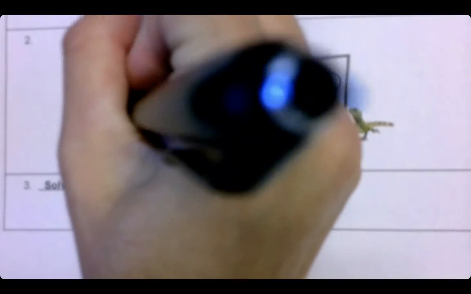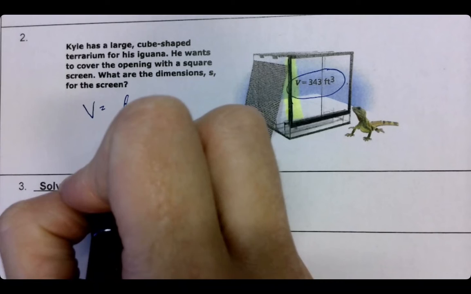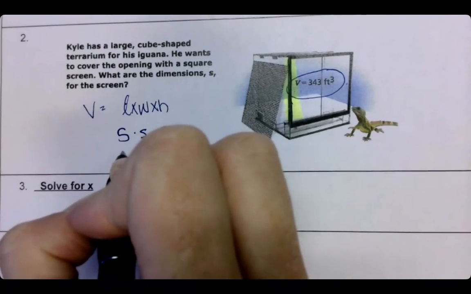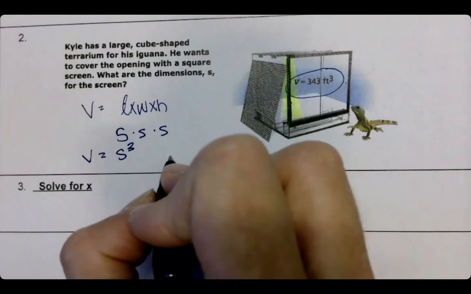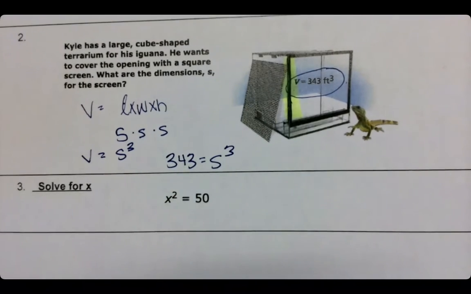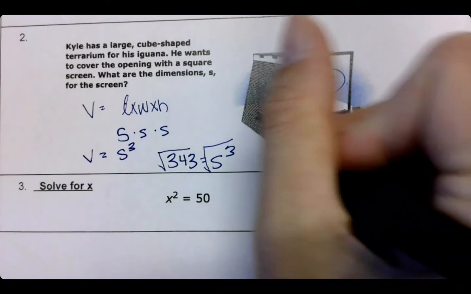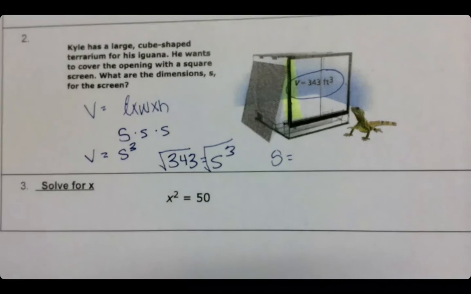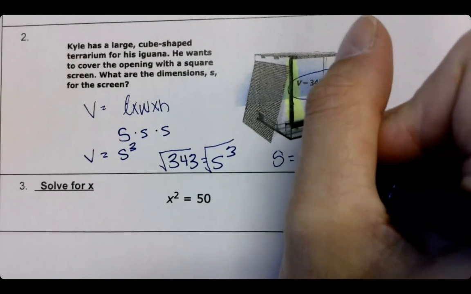So we know that length times width times height gives us our volume. We also know, just like in the other one, that the length, the width, and the height are all the same thing. So s times s times s gives us s cubed. We know that the volume is 343. And just like in the first one, to undo the square, we take the square root. To undo the cube, we take the cube root. So if you look back at your chart, you would see that that gave us 7.